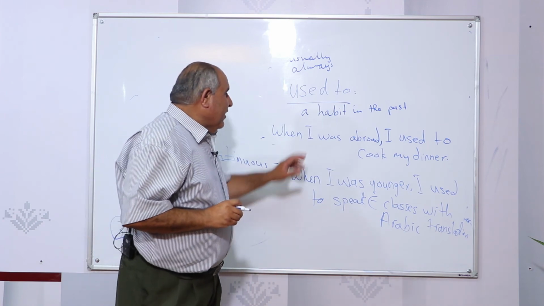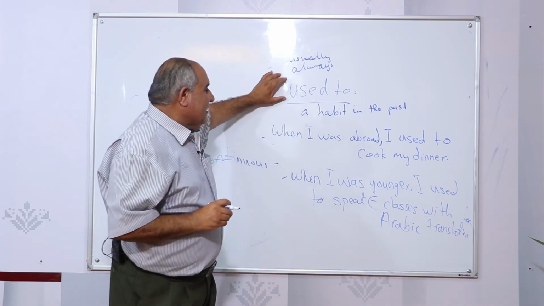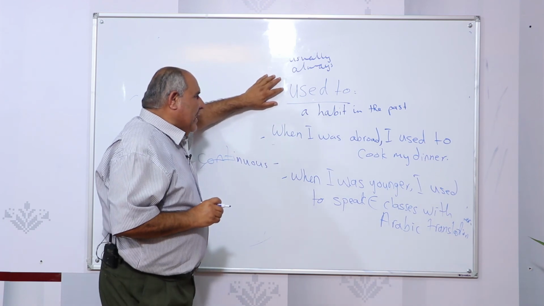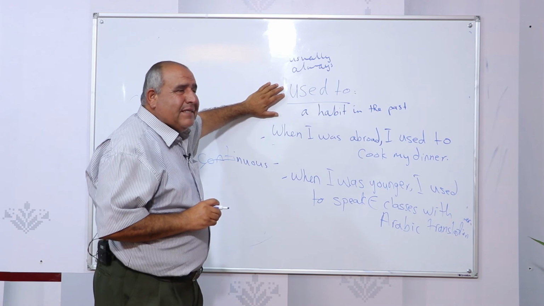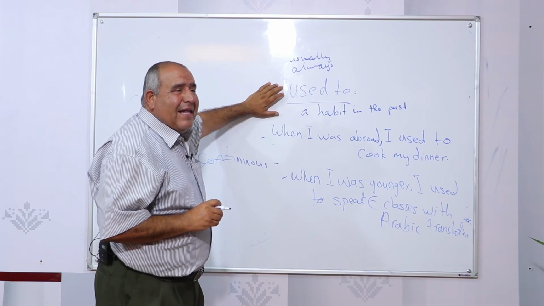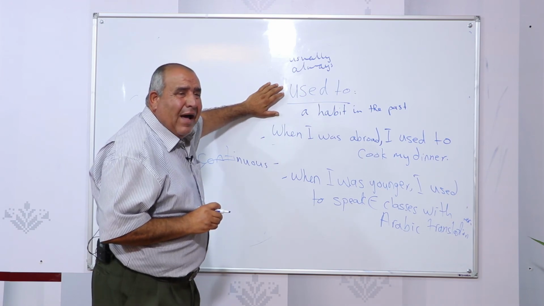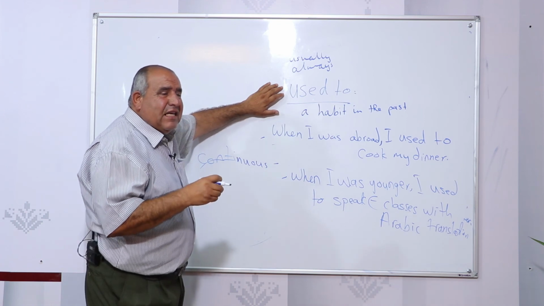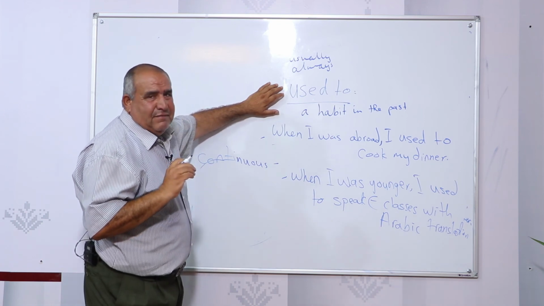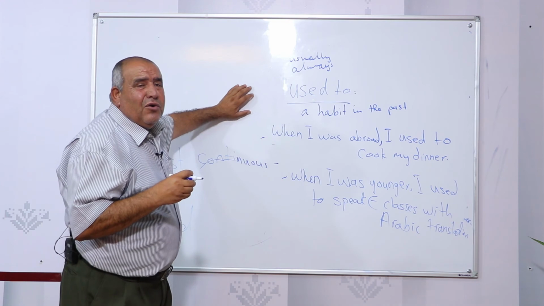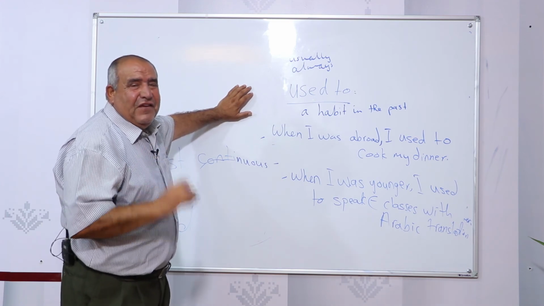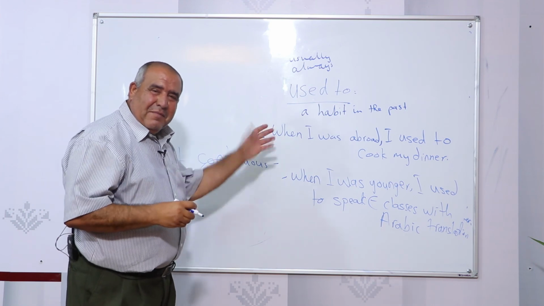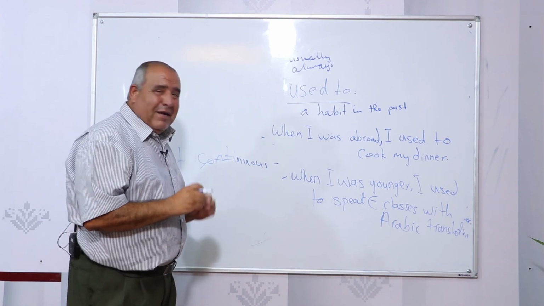Therefore now, used to is a time adverbial expression which is used in order to express a habit that was in the past, but now it is no longer used. Now it no longer occurs. It no longer happens. Finished now. It was a habit in the past and finished.